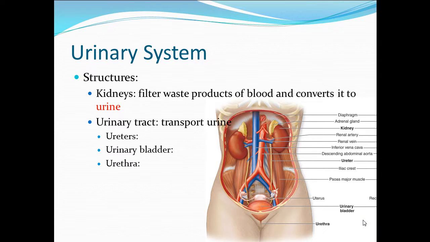Okay, the urinary system's main function is to help filter the blood as it goes into the kidneys. Any waste products in the blood will get filtered through the kidneys, and whatever we don't need is released as urine. The urinary tract helps transport the urine from the kidneys to the outside of the body.